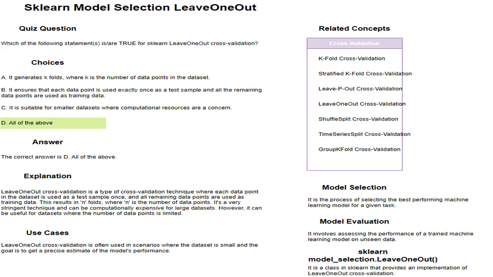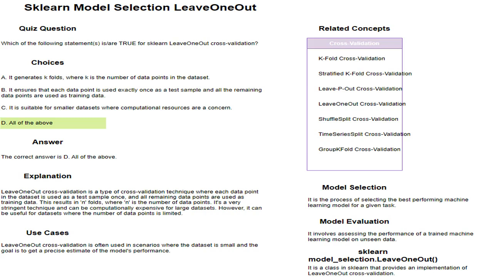Model selection: leave P-out cross-validation can be used to compare the performance of different machine learning models on a given dataset. Hyperparameter tuning: leave P-out cross-validation can be used to find the best values for the hyperparameters of a machine learning model. Performance estimation: leave P-out cross-validation can be used to estimate the generalization performance of a machine learning model.